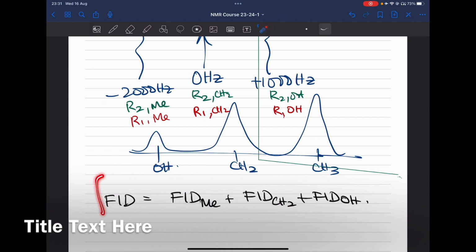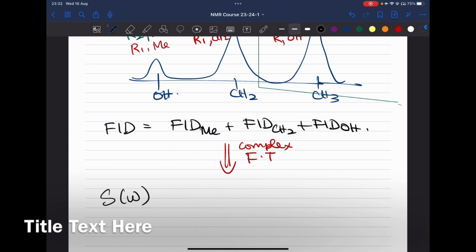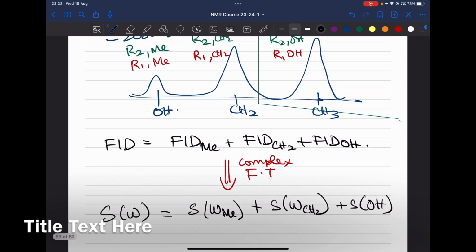Once you get each of the free induction decays, you apply Fourier transformation, complex Fourier transformation, which will result in the overall frequency domain spectrum, which is the frequency domain spectrum of methyl plus the frequency domain spectrum of methylene plus the frequency domain spectrum of the hydroxyl proton, which now results back in a spectrum that looks like that.